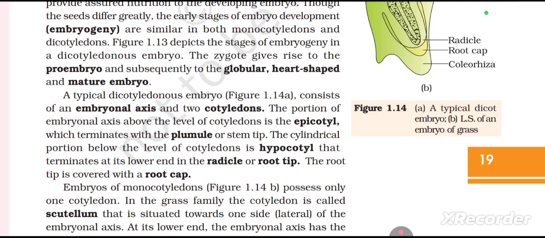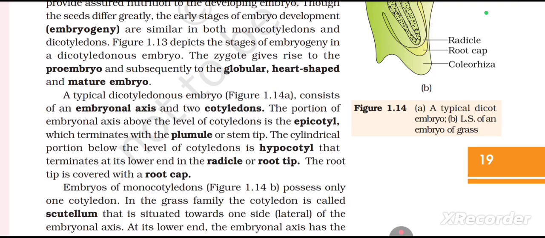A typical dicotyledonous embryo, figure 1.14a, consists of an embryonal axis and the two cotyledons. The portion of the embryonal axis above the level of cotyledons is the epicotyl, which terminates with the plumule or stem tip. The cylindrical portion below the level of cotyledons is the hypocotyl, that terminates at its lower end in the radicle or root tip. The root tip is covered with a root cap.